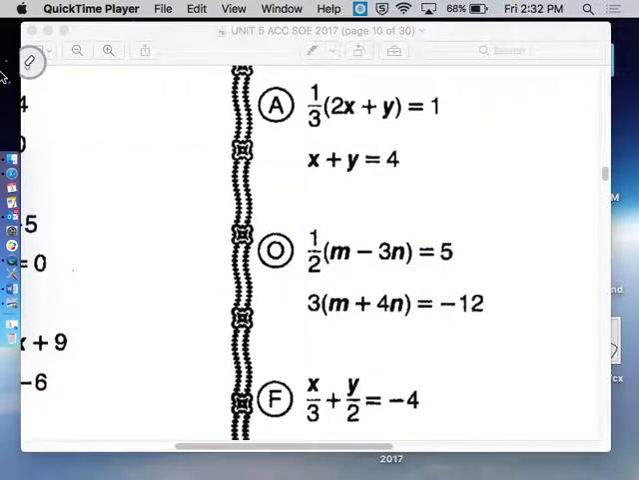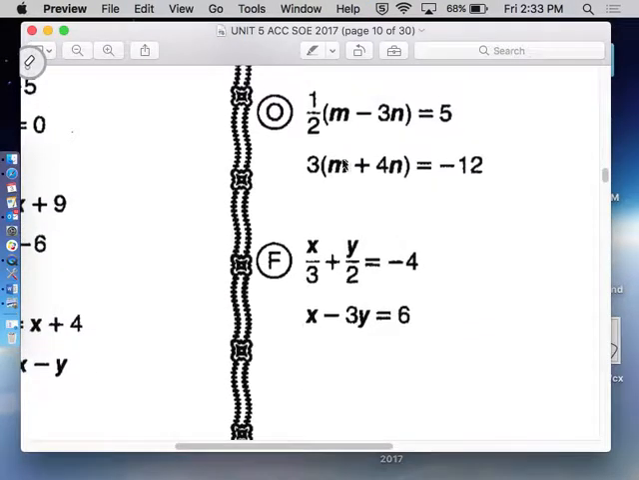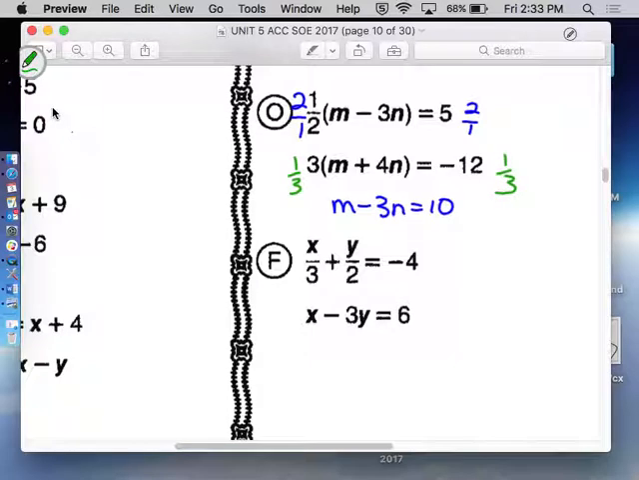And let's look at the next system down. I'll move the screen up. In the next system, it would be most efficient if I could multiply by 2 over 1 and turn this first equation into m minus 3n being set equal to 10. And then looking at the second equation, if I multiply by 1/3, then I'm going to have m plus 4n being set equal to negative 4. And then this becomes the system that I can solve either by elimination or by substitution.